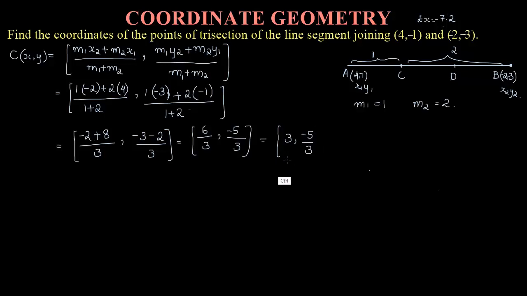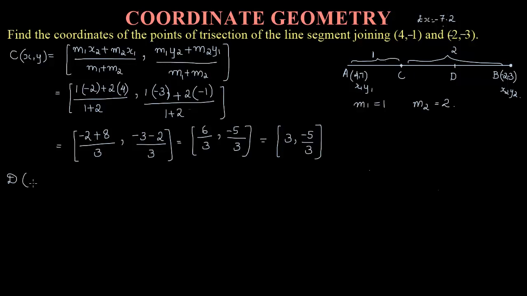So this is how you will find the coordinate if they have given the ratio of the line. They have not given the ratio directly in this question, but they have said the word trisection. So because of that you have found the ratio. Okay. So now let us find the point D.